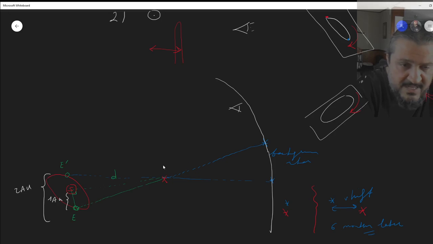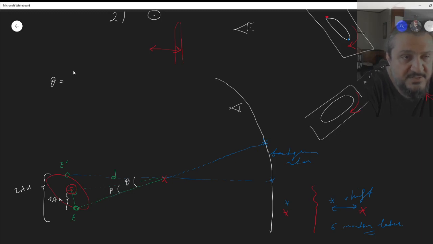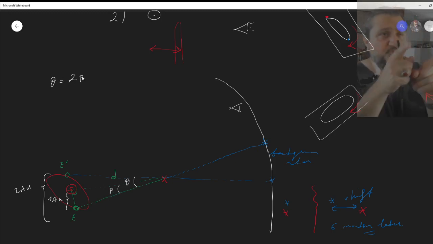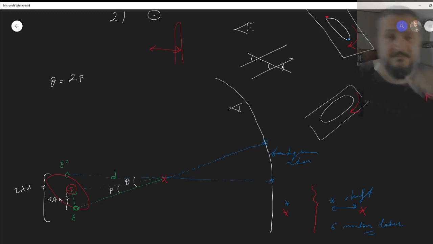Now consider this angle, for instance. Call it theta, and call half of that angle P. P stands for parallax, okay? So you could measure these angles. How are you gonna measure? 2P. Now, in geometry, if you have two parallel lines and then an intersecting line, you know that the angles, for instance, this angle is equal to that, this also is equal to that, and all that stuff, right?